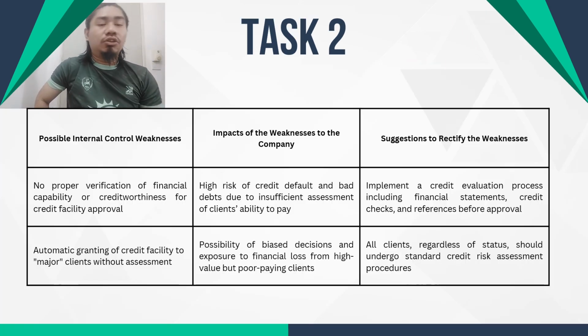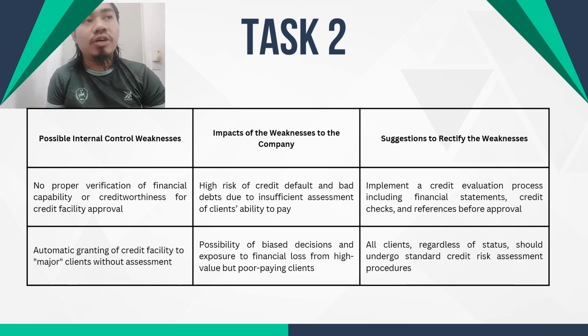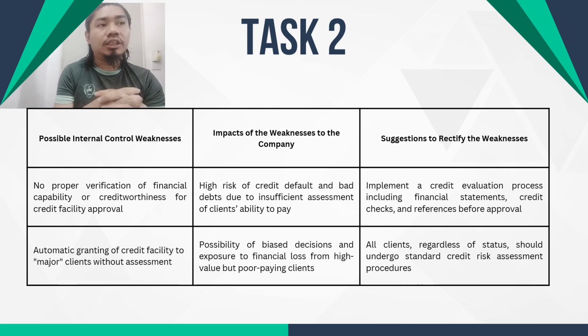For task 2, we are reviewing PYQ 2022, question number 5. So we have to identify the weaknesses, five weaknesses that are related to our cycle. Okay, so we chose PYQ 2022.